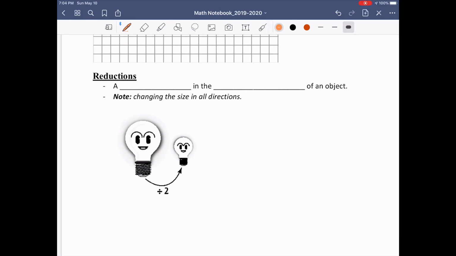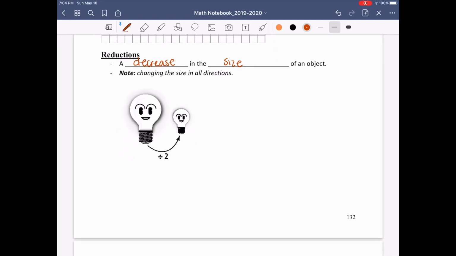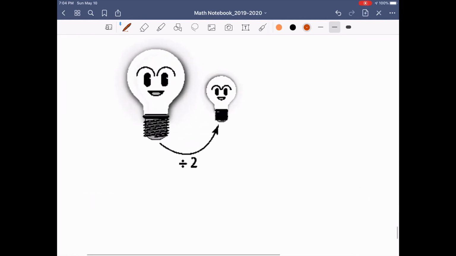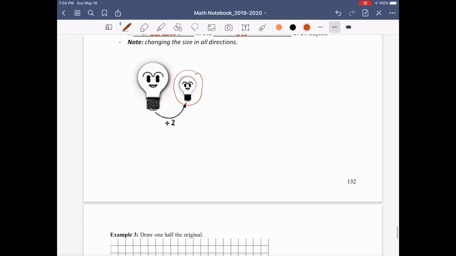Now, a reduction is our next definition. A reduction is the opposite of an enlargement. A reduction is a decrease in the size of an object. So it's the same idea. You're just decreasing it by the same amount all around. Like in this one, the shape didn't change. The object stayed exactly the same. It's just a smaller version of itself.